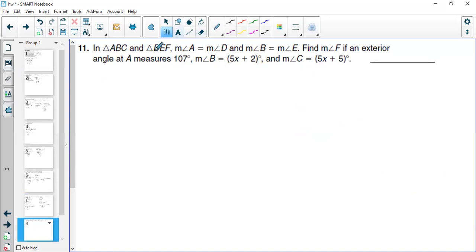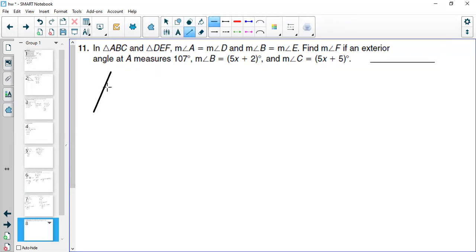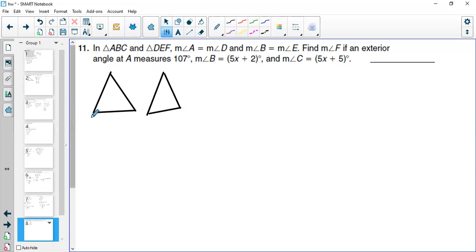Without practice, it's difficult. Okay, in triangle ABC, so let me draw two triangles first. Now I'm drawing because you need to understand the lesson, so it's always better we draw. So we need two triangles for this. Okay, so this is triangle A, B, and C. This is triangle D, E, and F. So angle A is equal to angle D and angle B is equal to angle E.